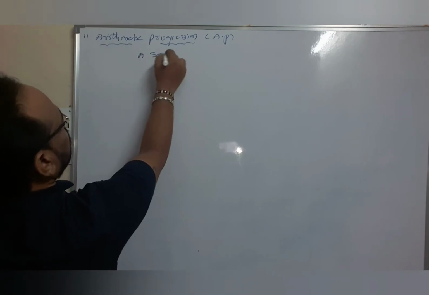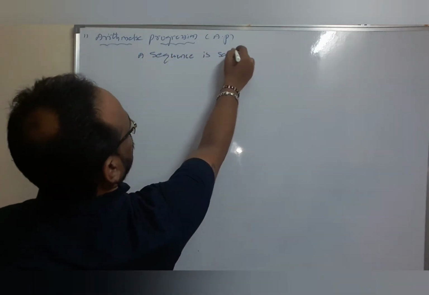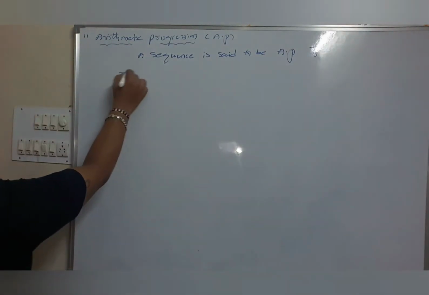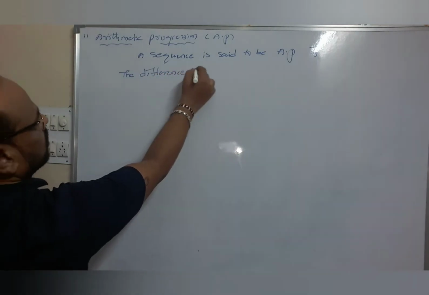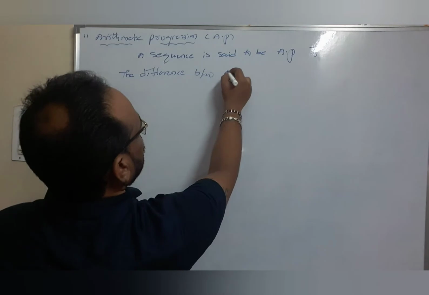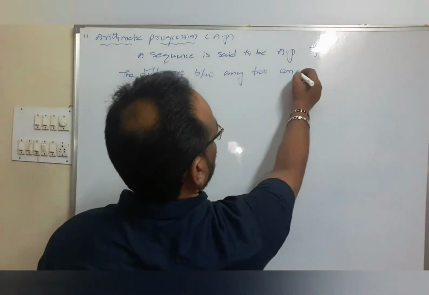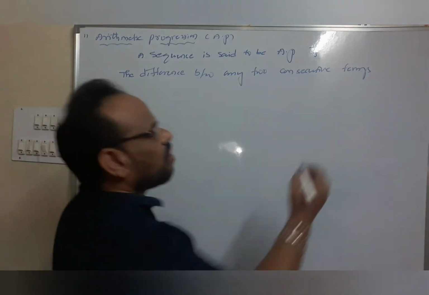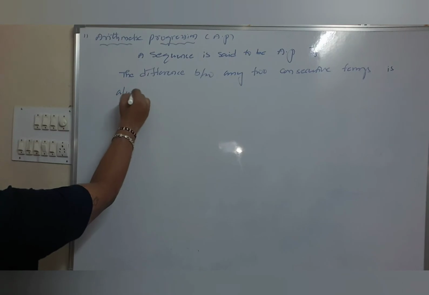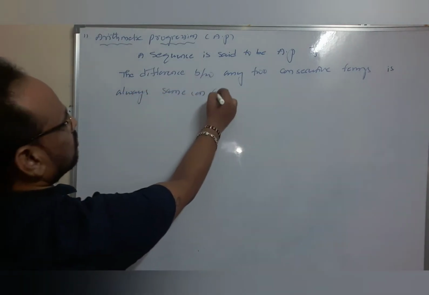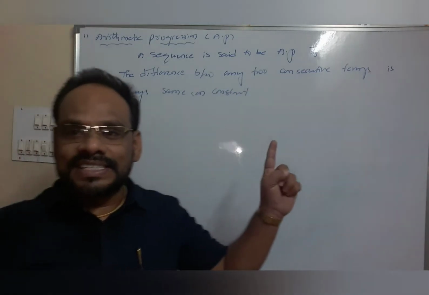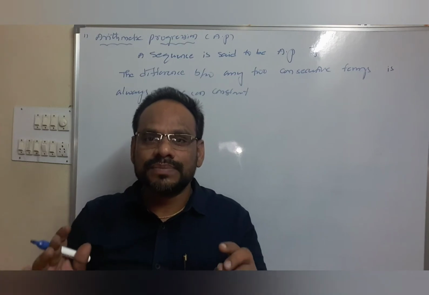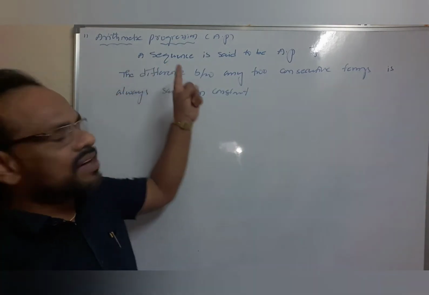Or a sequence is said to be an arithmetic progression if the difference between any two consecutive terms is always the same or constant, then it is called arithmetic progression.